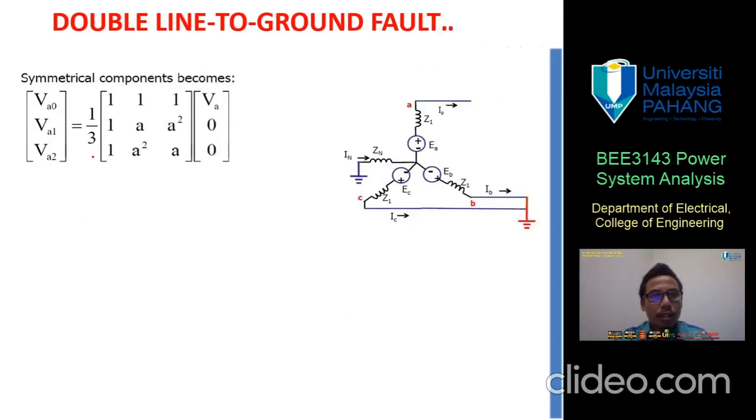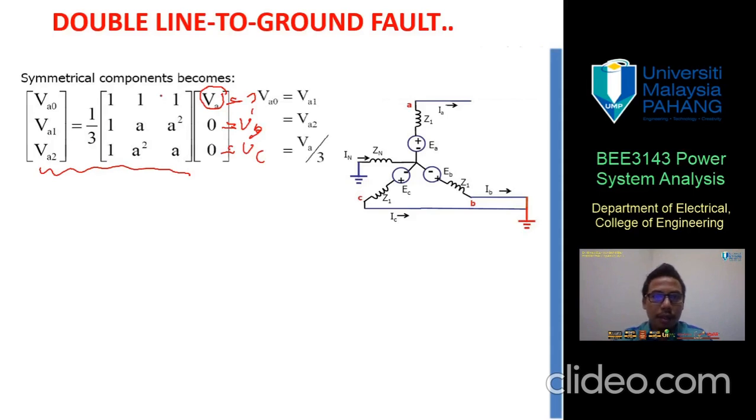We are still using the same equation, the same matrix as before. So this is the basic equation that we're going to choose. But here, we have the value of VA, that's why we remain only the VA. But for VB and VC, because they are equal to 0, we just replace them with the 0 value. Here we can clearly understand that when we solve this matrix, we get VA0 equal to VA1 equal to VA2, which is VA over 3. So this is the next solution that we get.